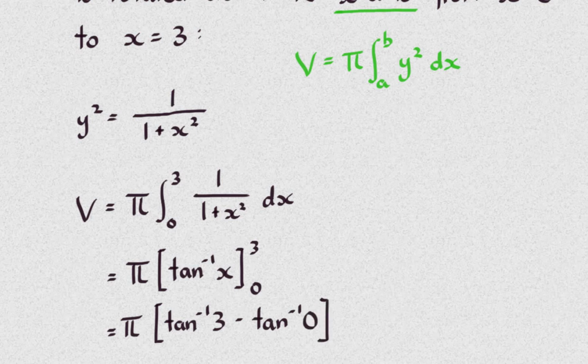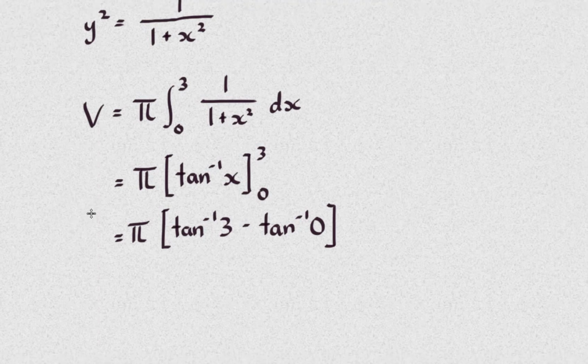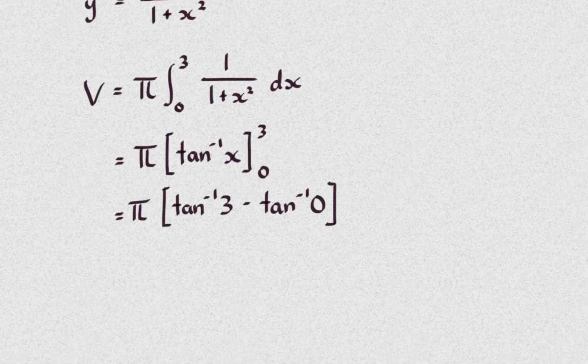Now tan of 0 is just 0, so inverse tan of 0 is 0. So we can ignore that one if we want. But when we multiply pi by inverse tan of 3, we get 3.92. Remember, we're going to 2 decimal places. And this is a volume, so we want to finish it off with cubic units. Okay, example number 2.